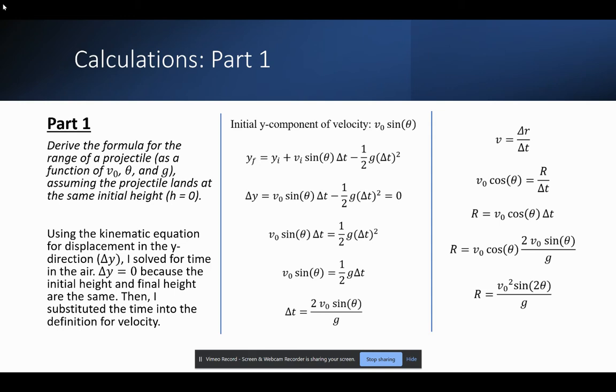h equals 0. Using the kinematic equation for displacement in the y direction, delta y, I solve for time in the air. Delta y equals 0 because the initial height and final height are the same. Then I substituted for the time into the definition for velocity. These calculations are shown to the right.